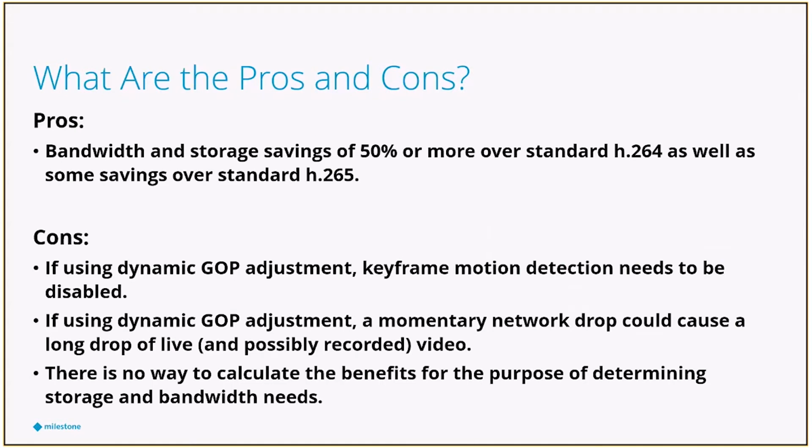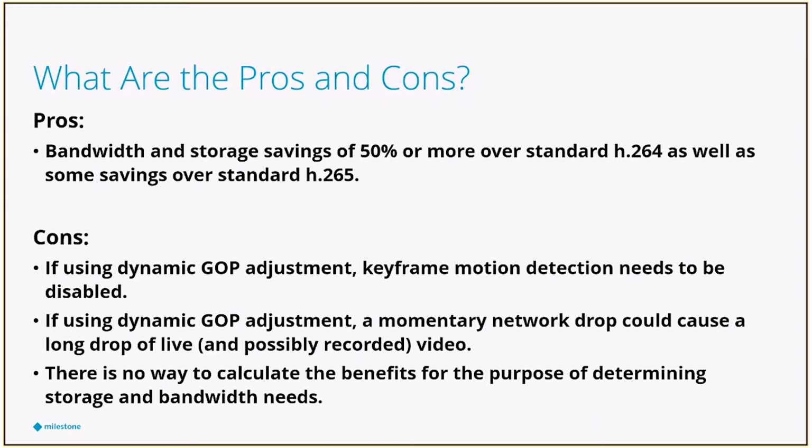So what are the pros and cons? The pros are pretty standard. It's just a bandwidth and storage savings of 50% or more. Sometimes less. It all depends on the activity in the scene, but it's just a bandwidth savings over standard H.264 and H.265.